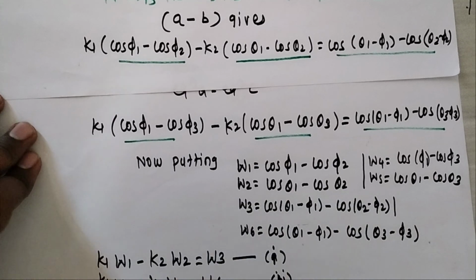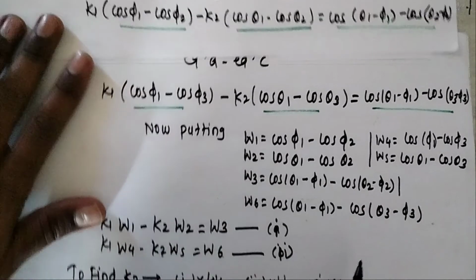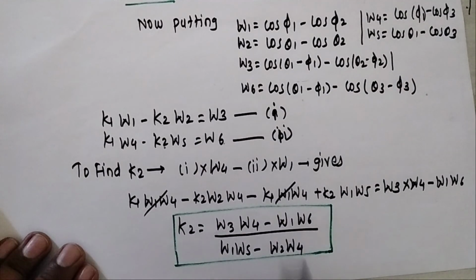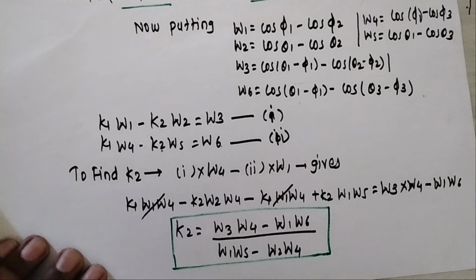So what is their form? This one. So we have written them in terms of kinematic coefficients. So these are the equations in terms of kinematic coefficients. K1 W1 minus K2 W2 is equal to W3 and K1 W4 minus K2 W5 is equal to W6. Now solve these equations to obtain K1 and K2. So solving equations number 1 and 2, we get K2, then we get K1.